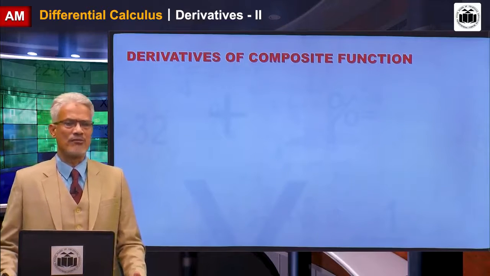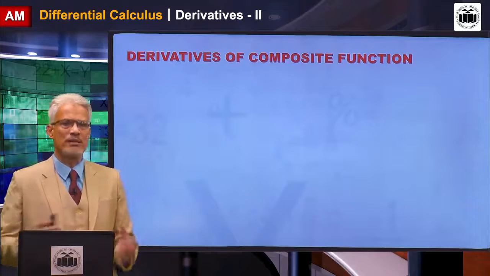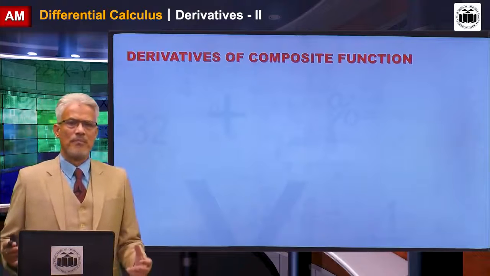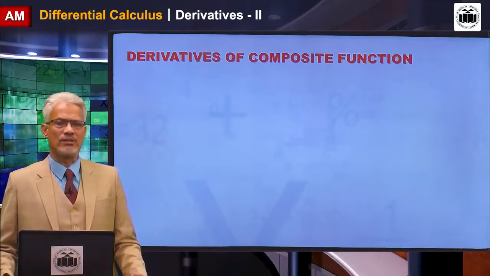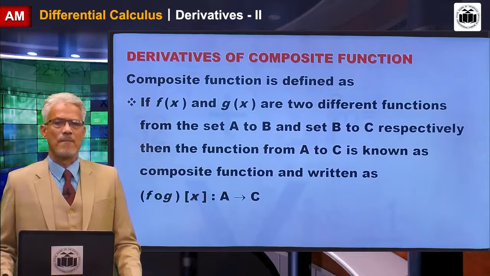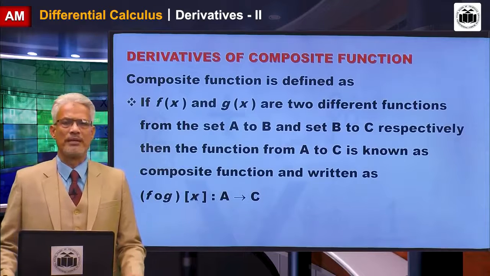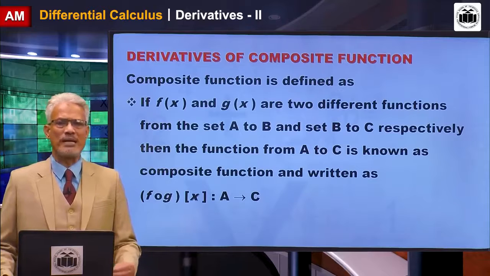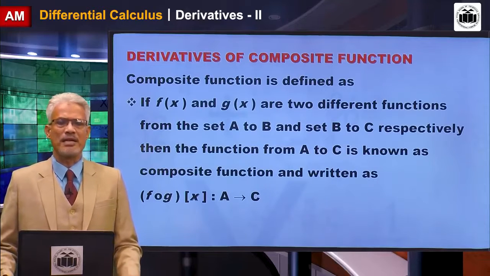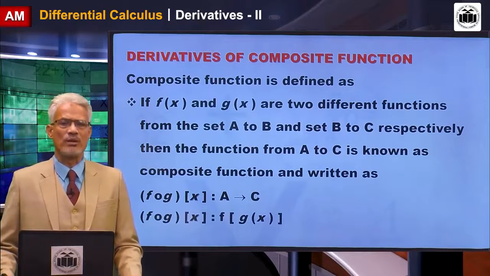Likewise, in case of composite function, if two or more functions are clubbed together, joined together, then such a combination of the functions and its resultant is known as a composite function. You see, if f and g are two different functions from set A to set B and set B to set C respectively, then the function from set A to set C is known as a composite function, and is written as f of g x, a function from set A to set C, and f of g x is always equal to f of g of x.